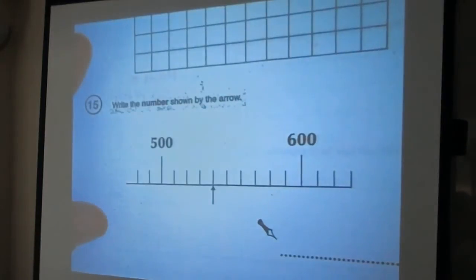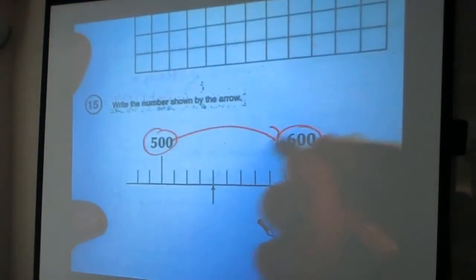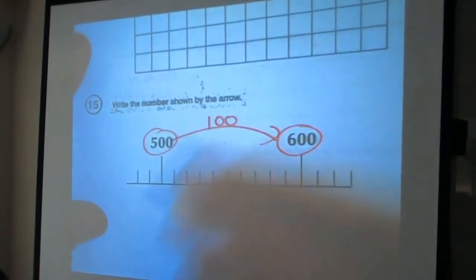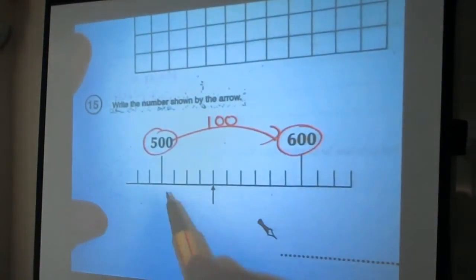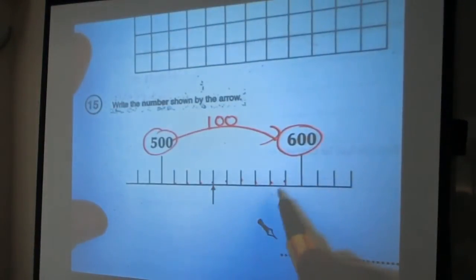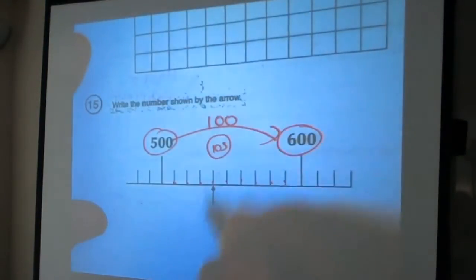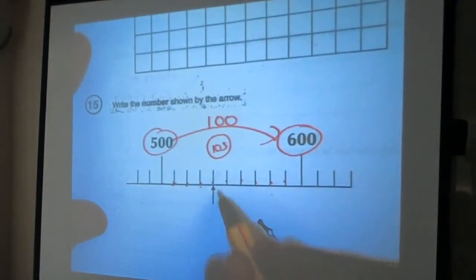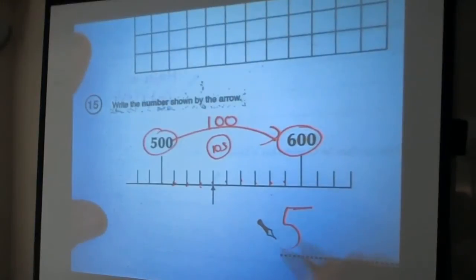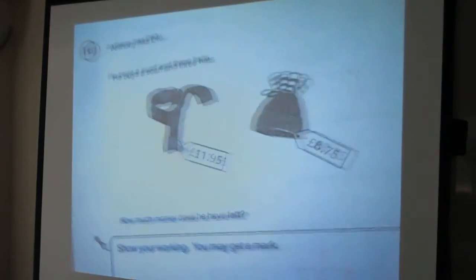Question number 15. Write the number shown by the arrow. So that's 500, that's 600. From there to there is a distance of 100. We have 10 equal parts, so we're counting in 10s. 5, 10, 5, 20, 5, 30, 5, 40. So 540. Next question.